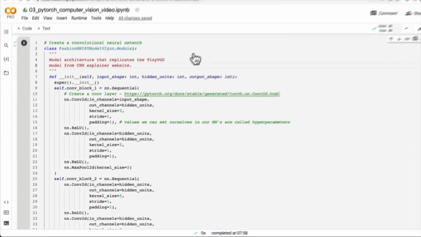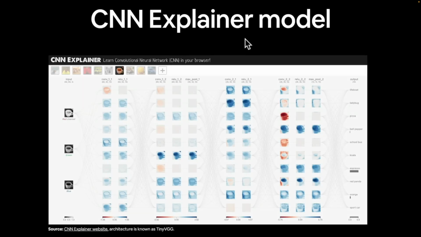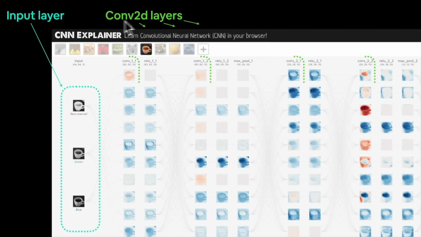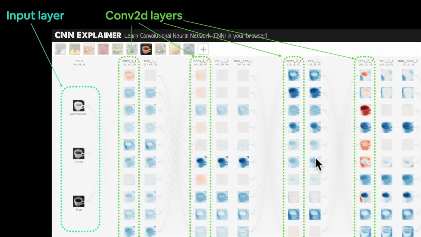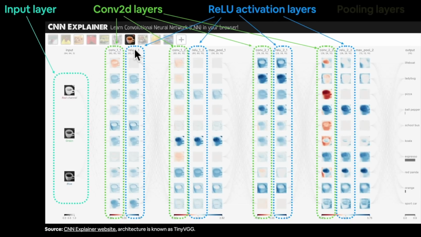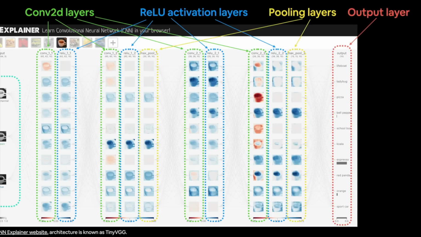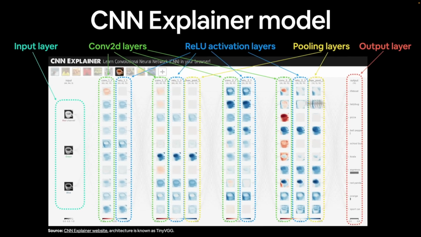Let's just go over to our keynote. This is what we've done. CNN Explainer model. We have an input layer. We've created that. We have conv2D layers. We've created those. We have ReLU activation layers. We've created those. And finally, we have pooling layers. And then we finish off with an output layer. But now let's see what happens when we actually pass some data through this entire model.